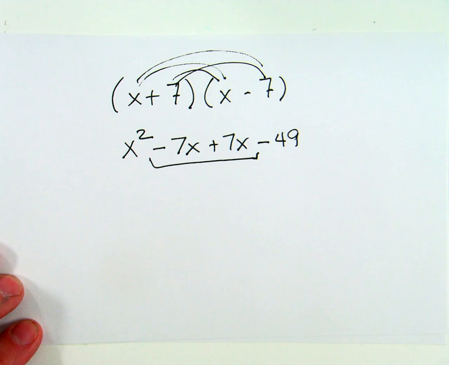Look at these middle terms. They are like terms. They have exactly the same variable with the same power. But negative 7x plus 7x is 0. So what is it simplified to? X squared minus 49. This is a pattern. I want you to get practice with this pattern.